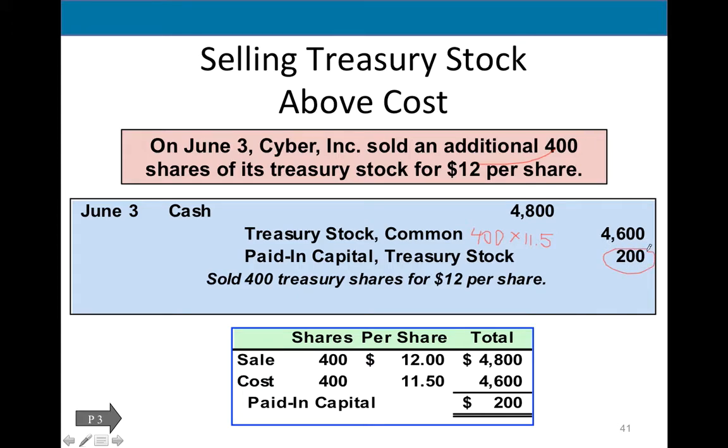We're not allowed to call it revenue because we didn't earn it. It's not coming from our operations, but it's money we made. So where does it go? It goes into this new account called paid-in capital treasury stock. And it's minus plus. So when you make money, it goes up.